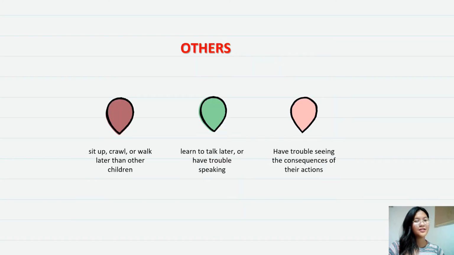These are the other characteristics of children with intellectual disability. They sit up, crawl, or walk later than other children, learn to talk later or have trouble speaking, and have trouble seeing the consequences of their actions. Now that we all know intellectual disability is not a contagious disease, you cannot catch an intellectual disability from anyone else. We also know it's not a type of mental illness like depression. There are no cures for intellectual disability. However, children with intellectual disabilities can learn to do many things. They may just need to take more time or learn differently than other children.